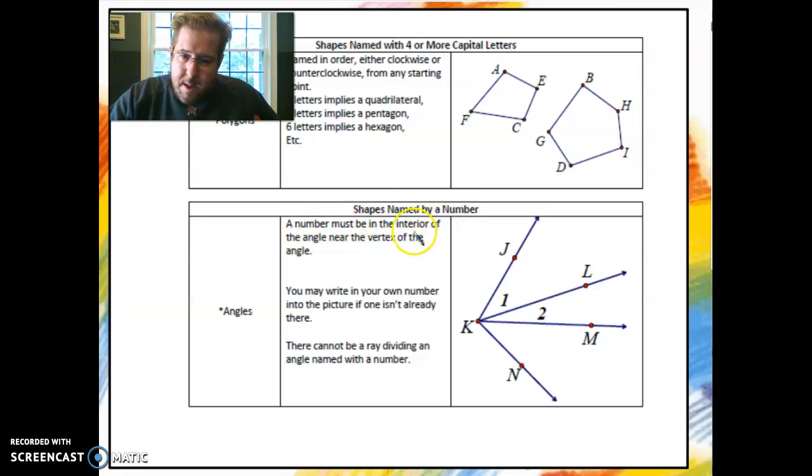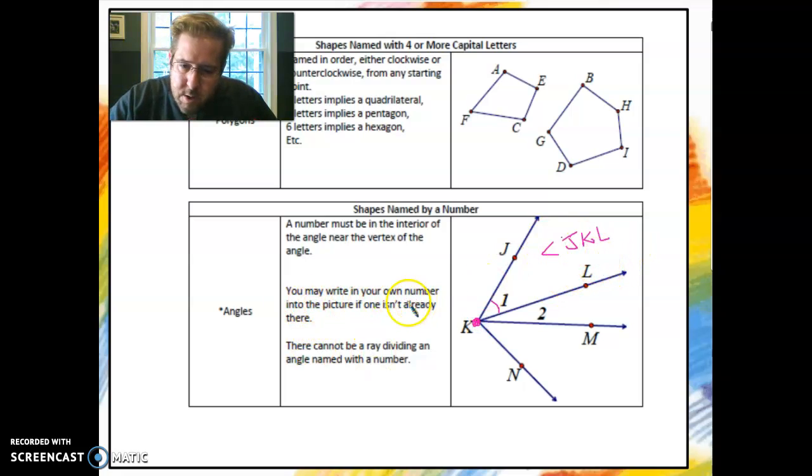All right, shapes named by a number. So sometimes we do name angles by numbers, like this would be angle 1, and this could be angle 2. Angle 1 would be angle JKL, for instance, and angle 2 would be LKM. A number must be in the interior of the angle. So notice where 1 is. It's this angle right here. It's in between this and this ray with K as its vertex.